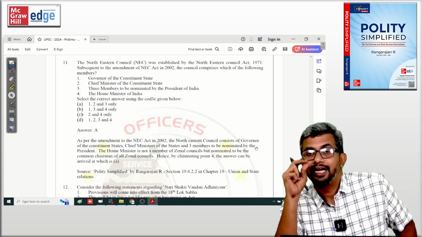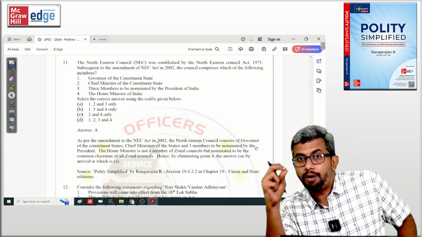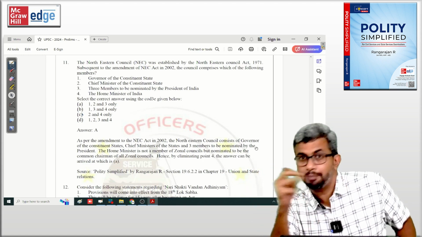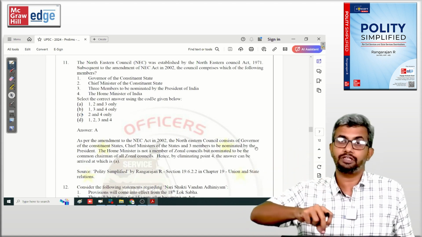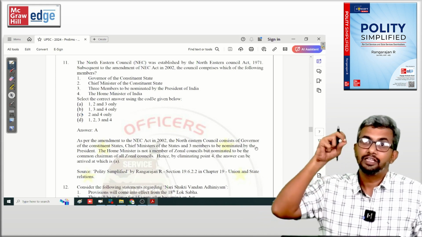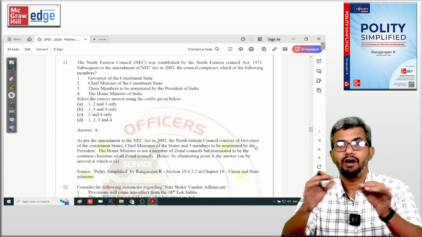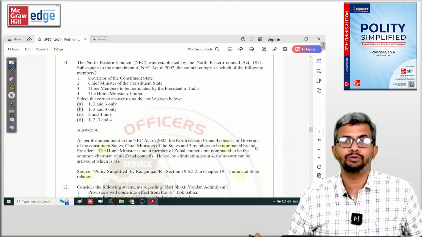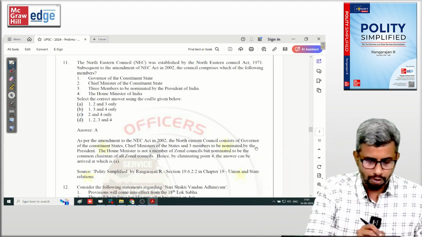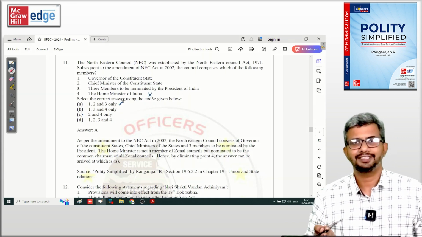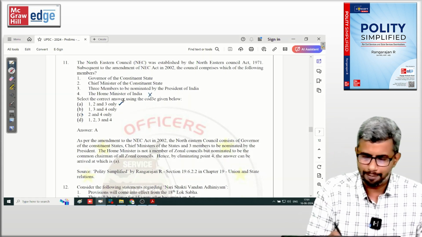It says the Home Minister is nominated as the chairman of all zonal councils. So, the Home Minister is not a member of the zonal councils, which includes the Northeastern Council. The Home Minister is the ex officio chairman of all zonal councils, right? So, the moment you remove the Home Minister, you have the answer. Understand? So, that is the trap in this.